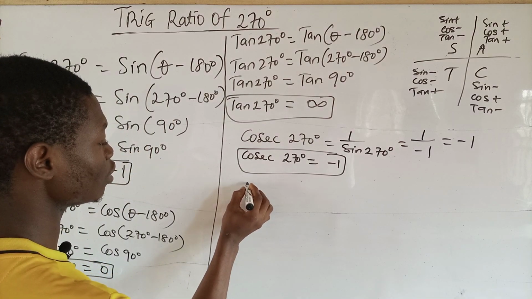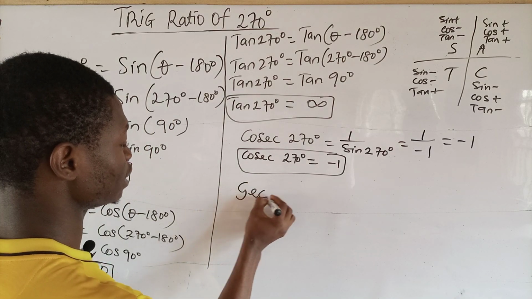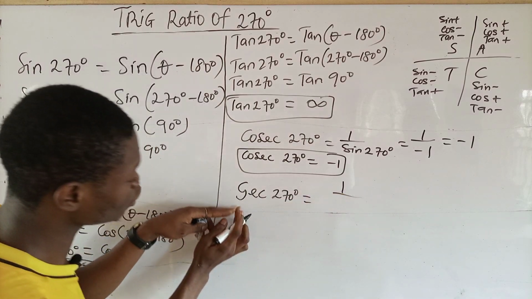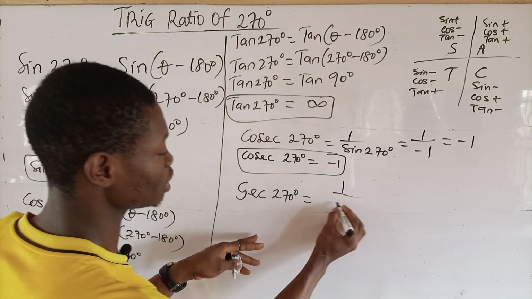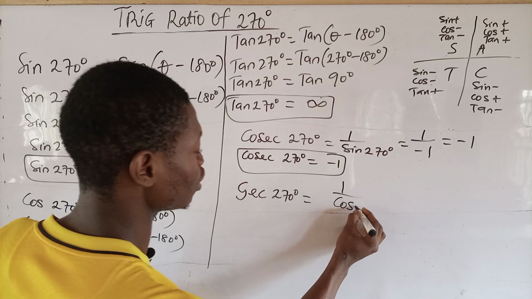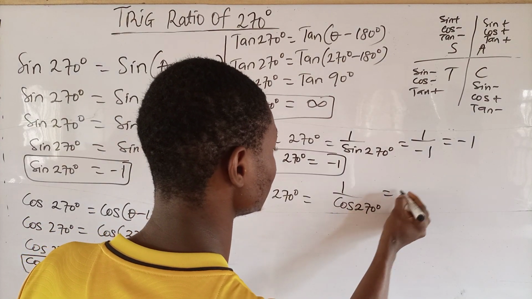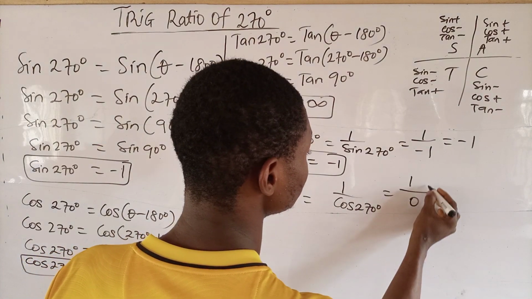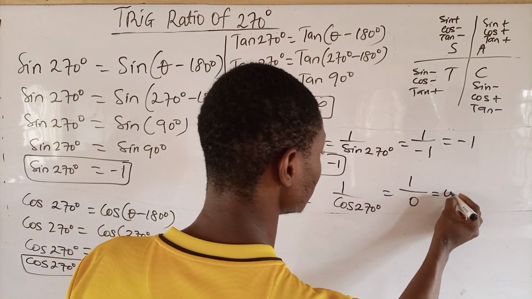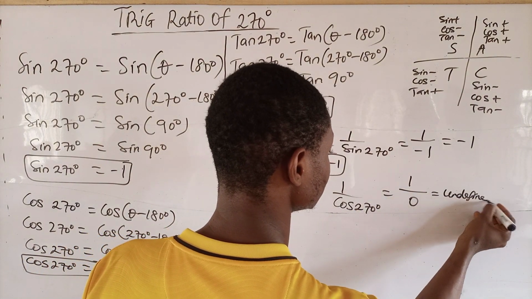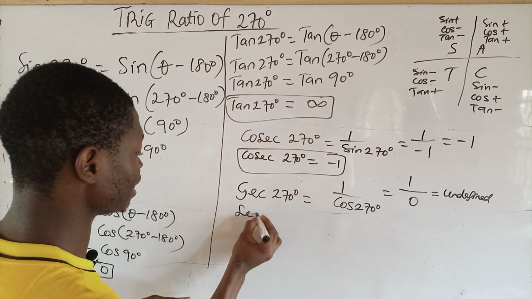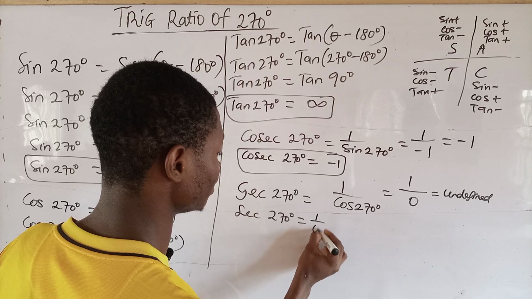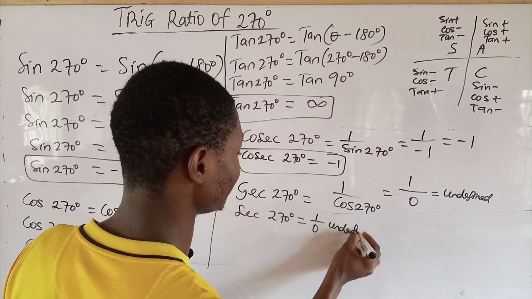Now we go for sec. Sec 270 degrees is equal to 1 over, we count 1, 2, 3. The third letter is C, and C is for cos. So sec 270 degrees is equal to 1 over cos 270 degrees, which is 0. So we have that sec 270 degrees is equal to 1 over 0, which is undefined.